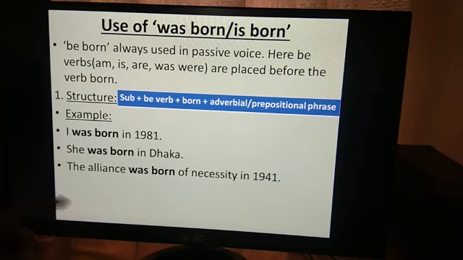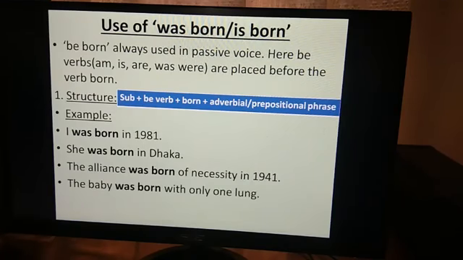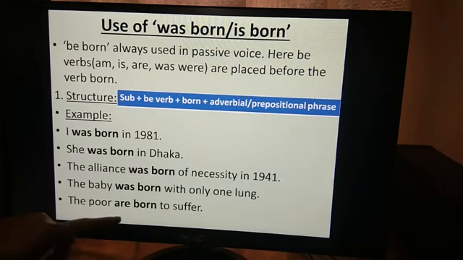Dhaka is a place. The alliance means a force, one kind of group for the purpose of doing some treaty. The alliance was born of necessity in 1941. The baby was born with only one lung. The poor are born to suffer. Here present tense is used, here past tense. In present or past tense, am, is, or was, were, that means the be verb will be before born, and it is always used in passive sense.